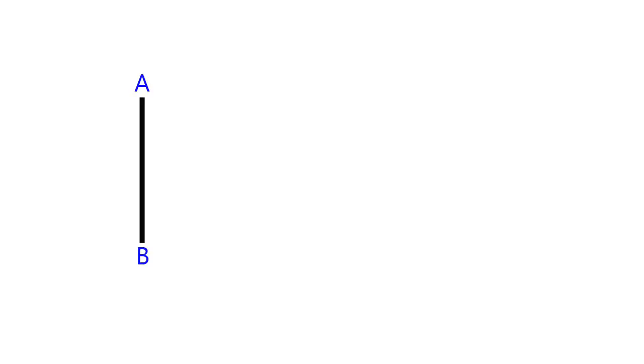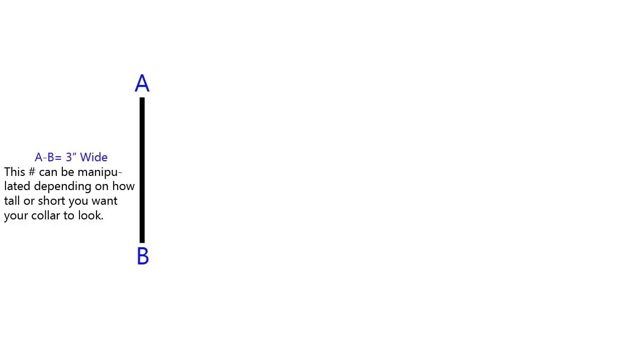Draw a straight line on your piece of paper. It will be about 3 inches wide, but this number can be changed depending on how tall or how shallow you want your collar to look.